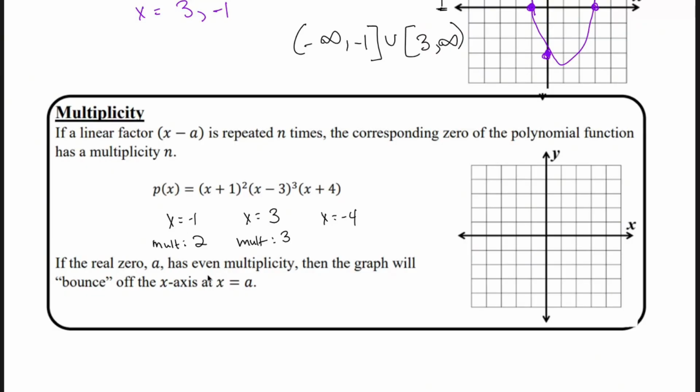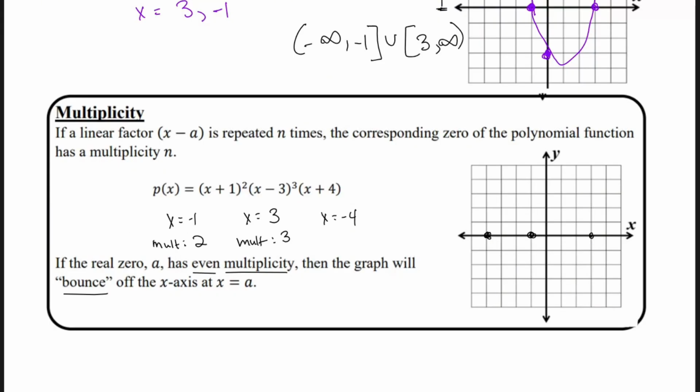One of the things that's going to happen, that bumping, you may have noticed it seemed to happen whenever you had a squared exponent. If you have an even exponent or an even multiplicity, that's when you're going to ricochet off. So the even multiplicity gives you that ricochet. So if I were to graph this, I have negative 1, I have 3, I have negative 4.